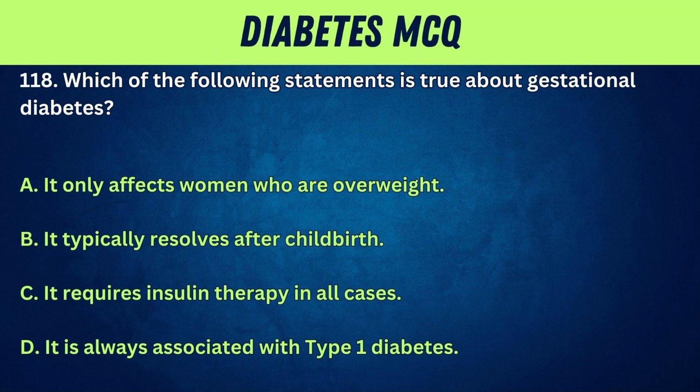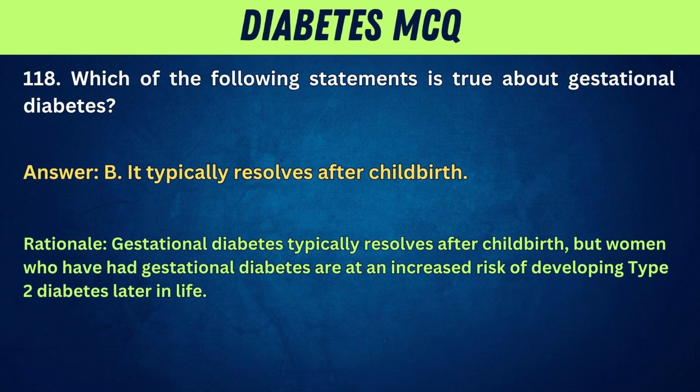118. Which of the following statements is true about gestational diabetes? A. It only affects women who are overweight. B. It typically resolves after childbirth. C. It requires insulin therapy in all cases. D. It is always associated with type 1 diabetes. Answer. B. It typically resolves after childbirth. Rationale. Gestational diabetes typically resolves after childbirth, but women who have had gestational diabetes are at an increased risk of developing type 2 diabetes later in life.